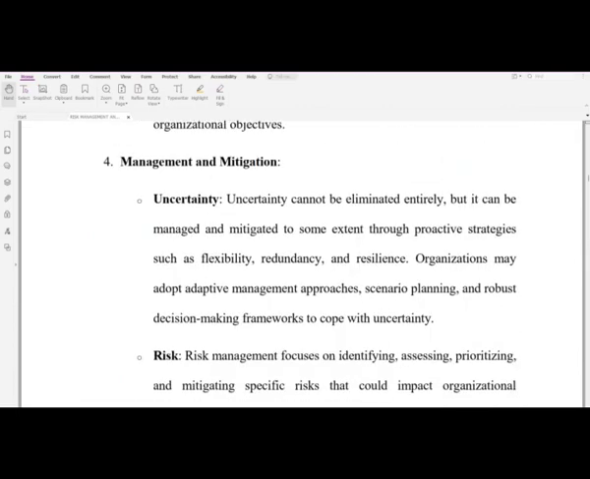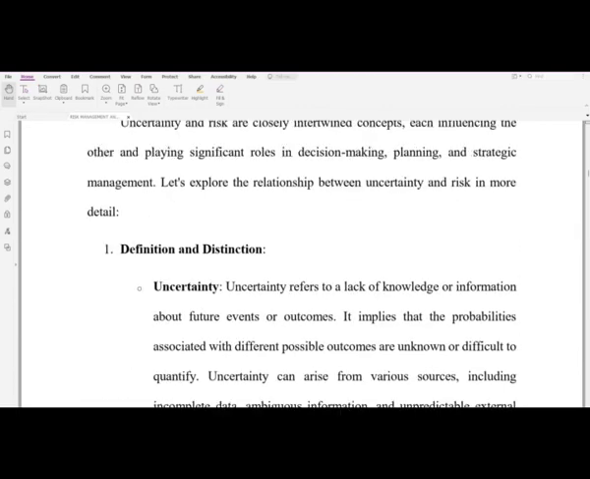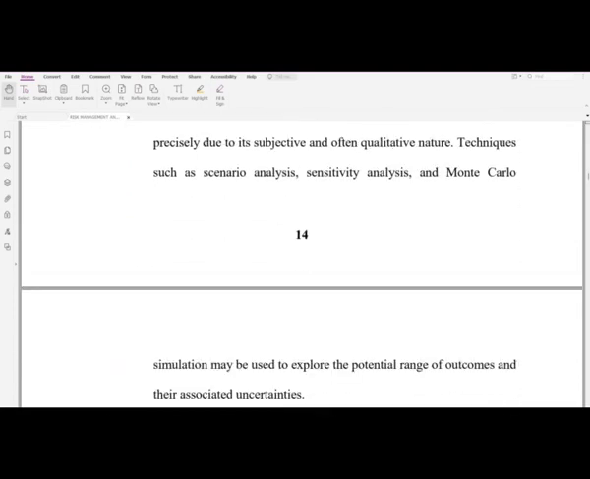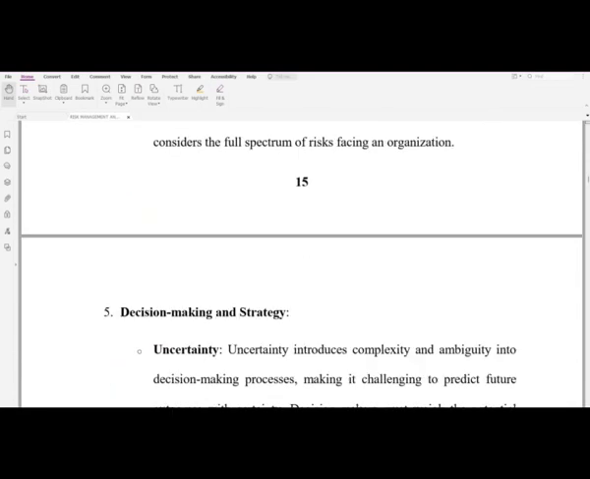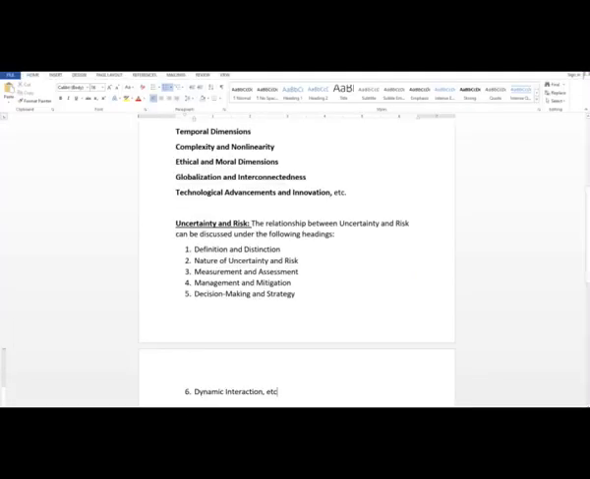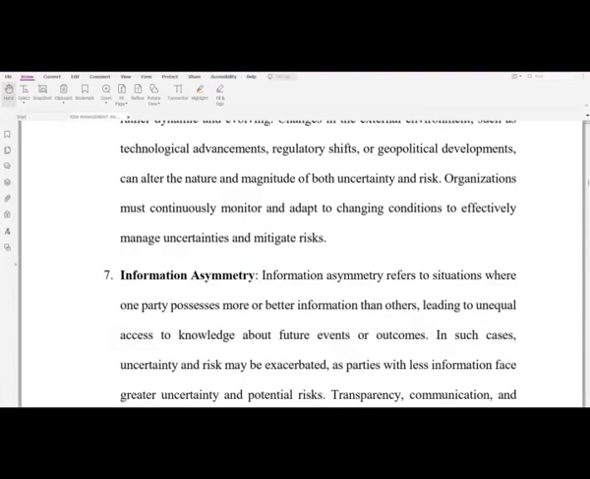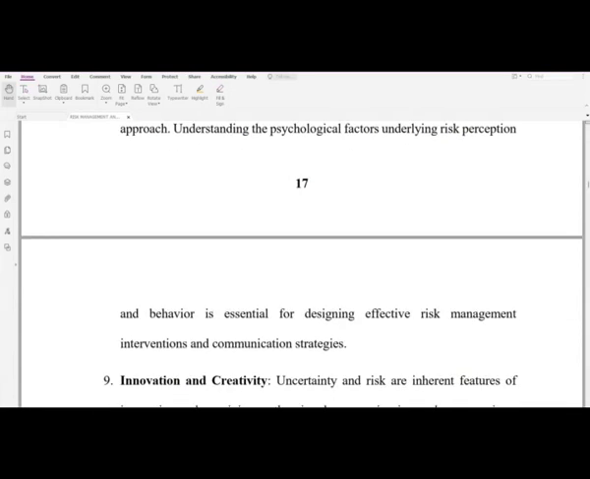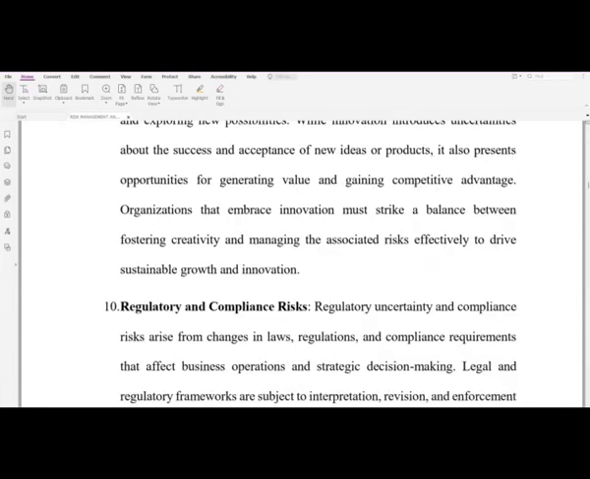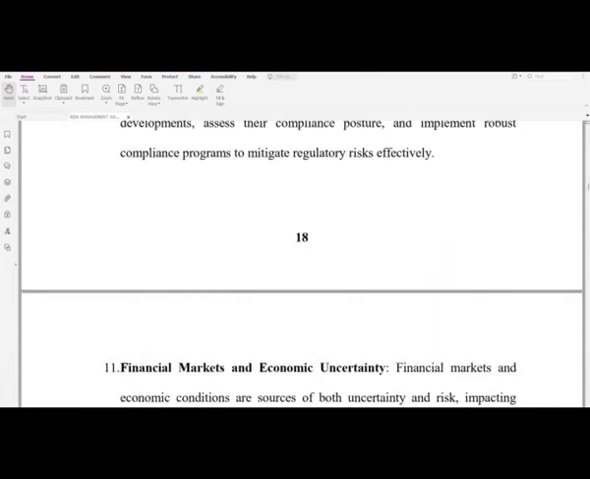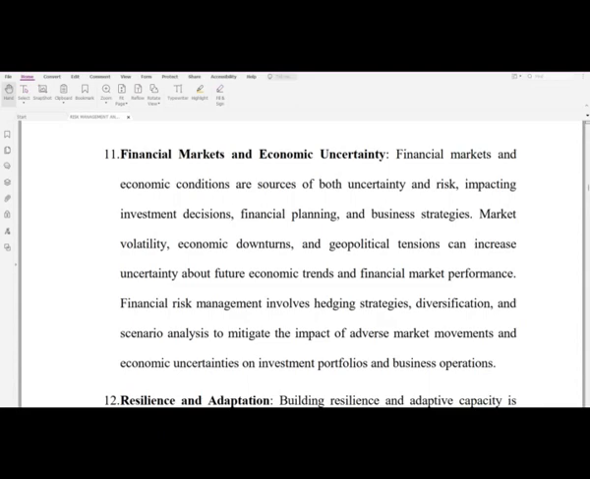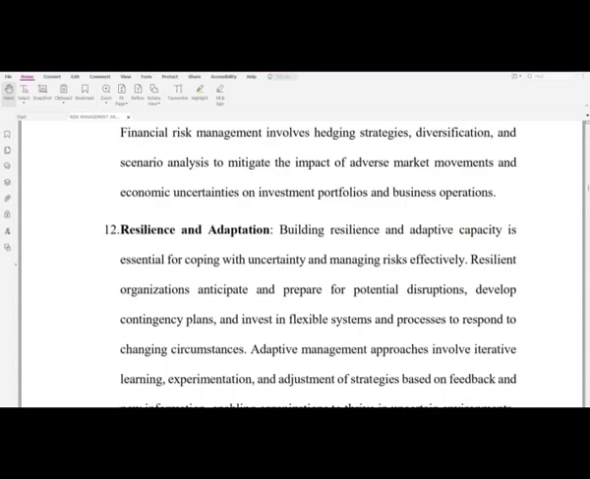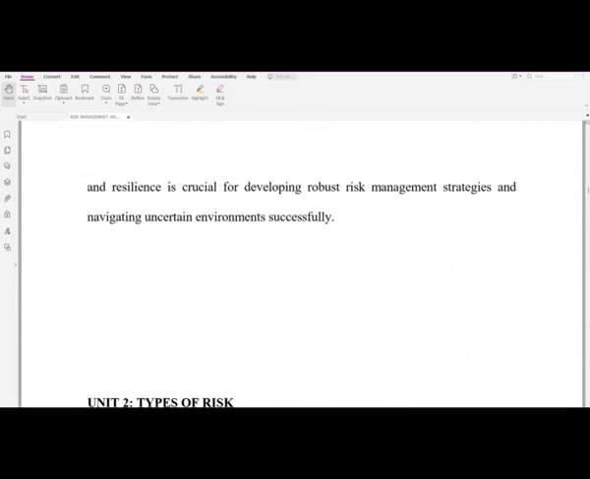Other points include the relationship between uncertainty and risk. We have the dynamic interaction, information asymmetry, risk perception and behavior, innovation and creativity, regulatory and compliance risk, financial markets and economic uncertainty, resilience and adaptation, among others.